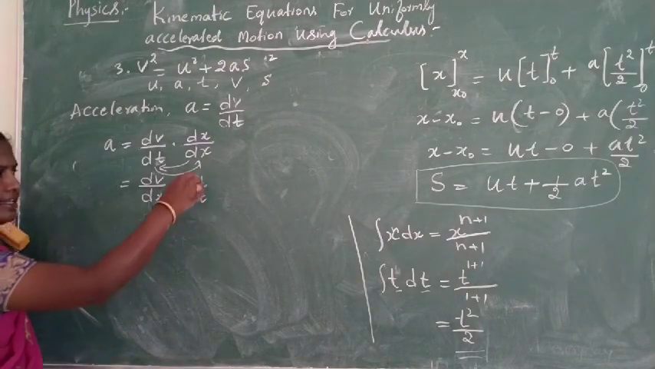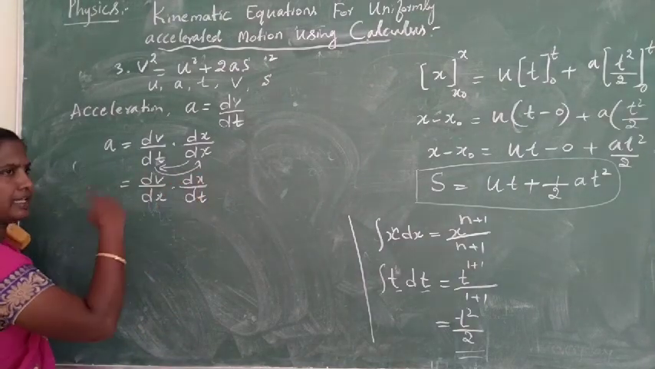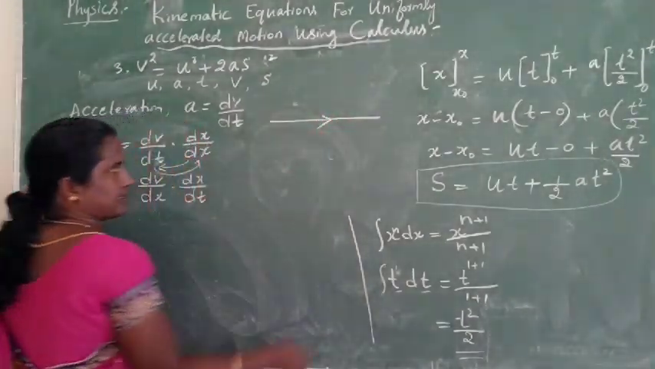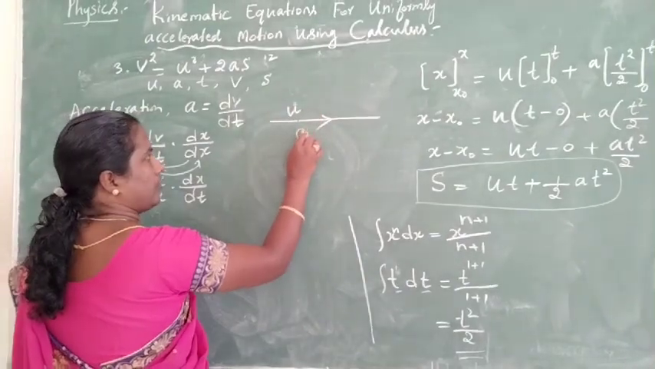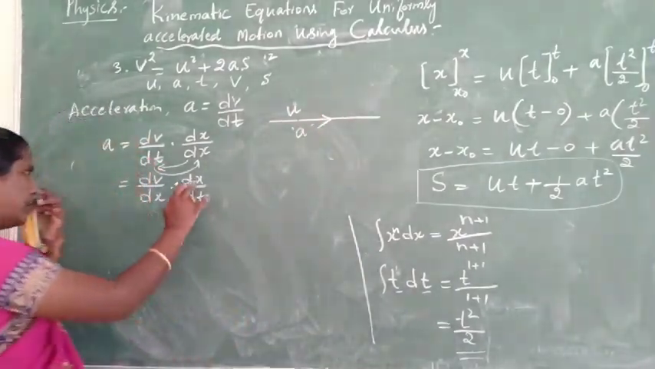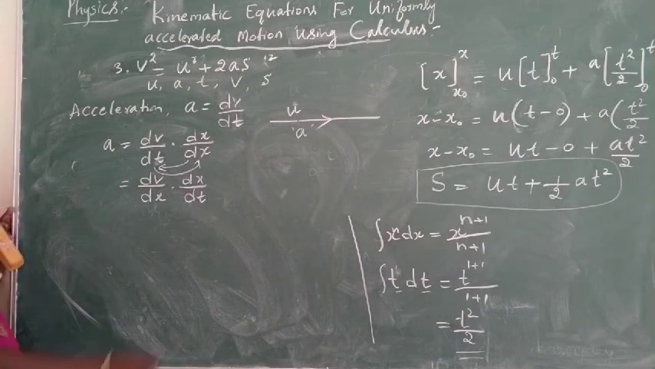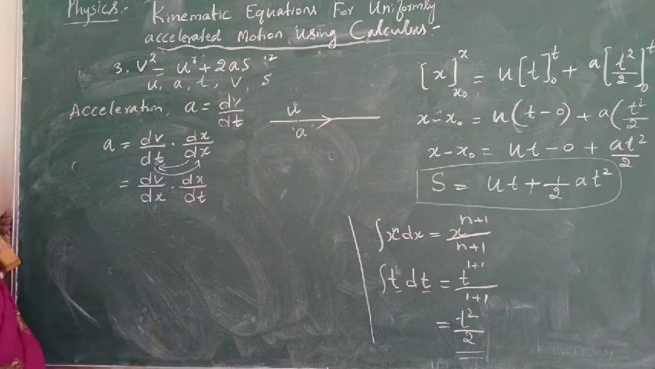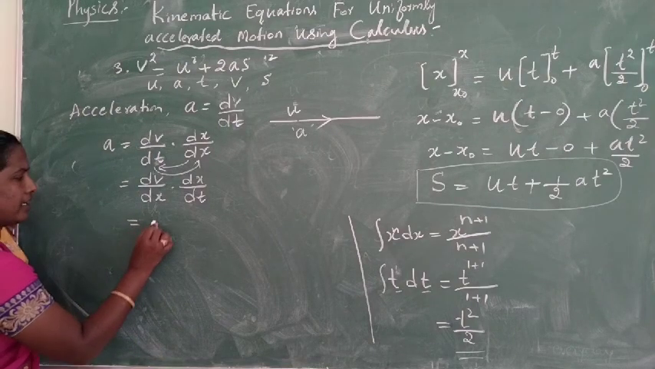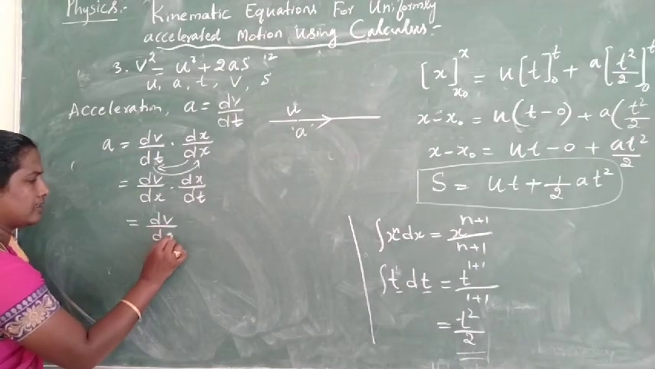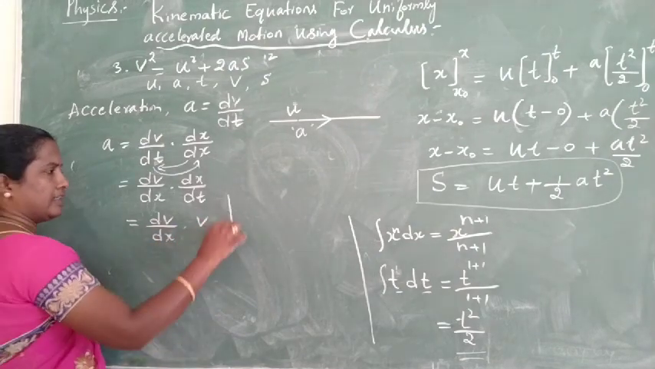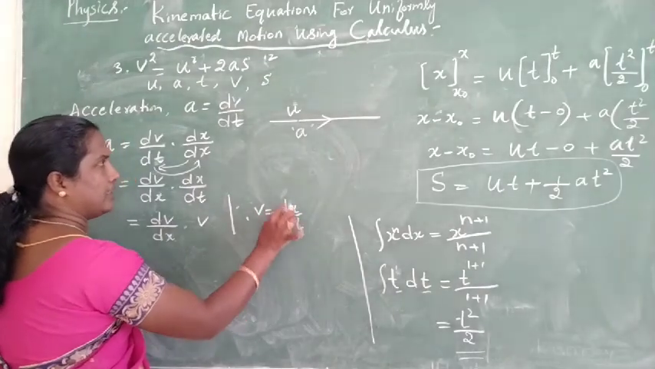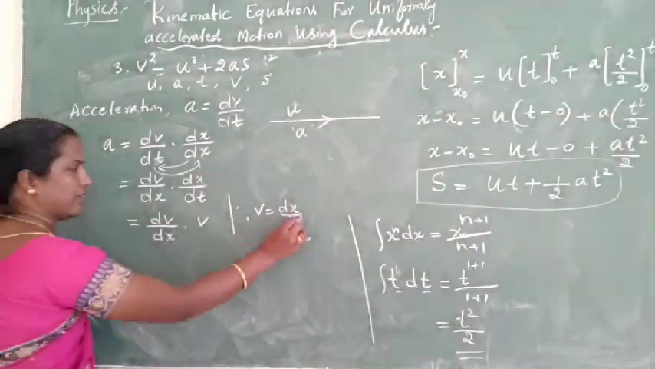Now we know what dx by dt is. X is a position on the x-axis. If a body is in motion straight along this x-axis with the initial velocity u and the uniform acceleration a, the position changes. So the rate of change of displacement can be called what? It is nothing but velocity. So here we can write dv by dx into velocity v, since v is equal to the rate of change of displacement x by time.